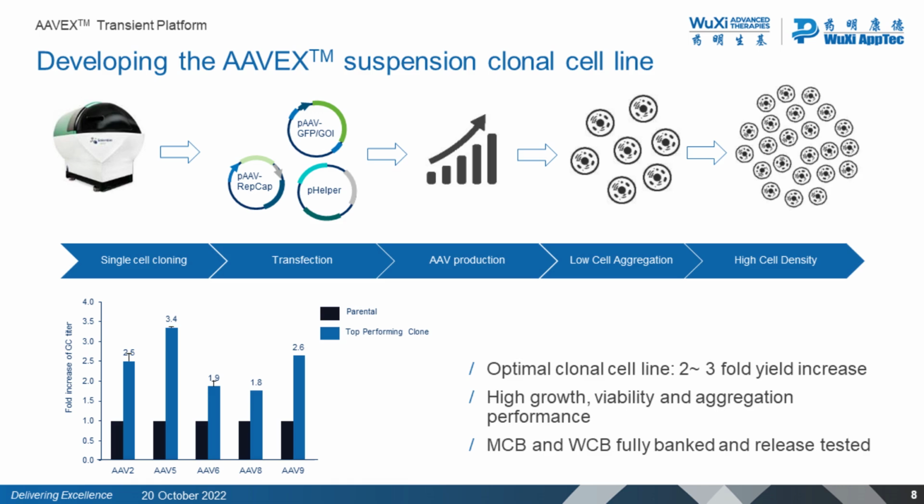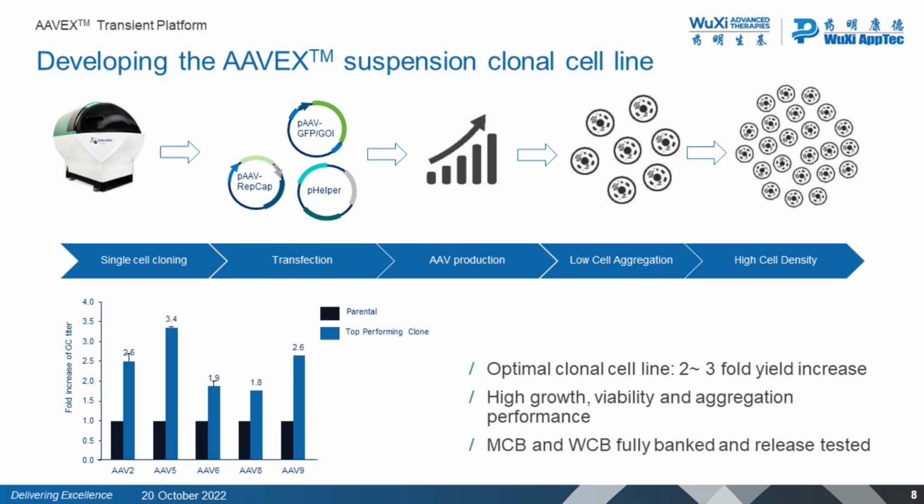Other than the plasmid quality, through a series of single clone cell cloning, transfection, and evaluation, WuXi AAVX selected the optimal suspension HEK293 clonal cell line with robust cell growth and viability, low cell aggregation, and remain stable after multiple passages. Our optimal cell line has shown to increase 2 to 3-fold of AAV titer depending on the serotypes.